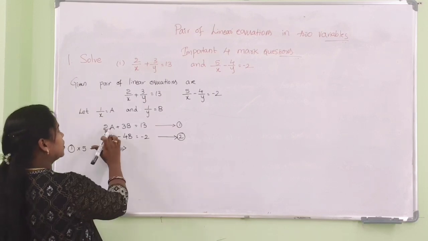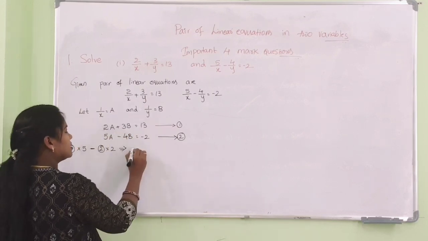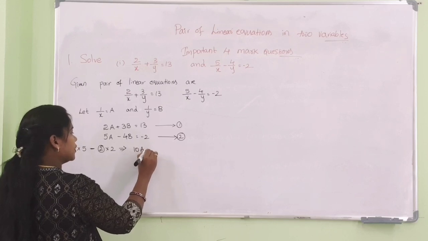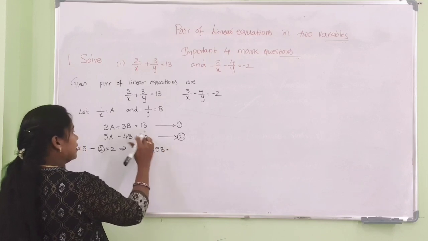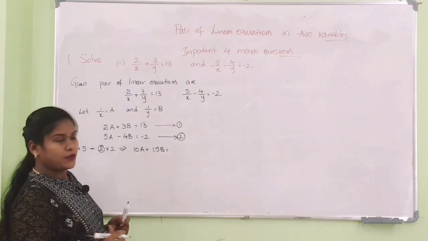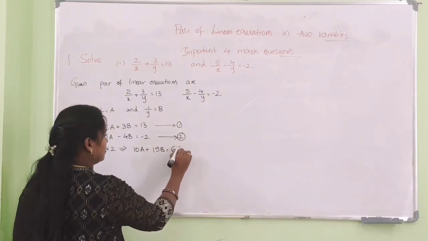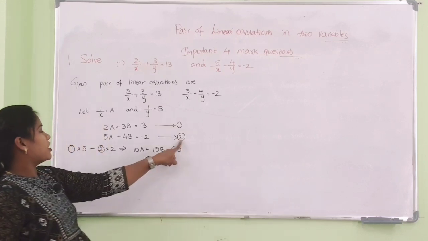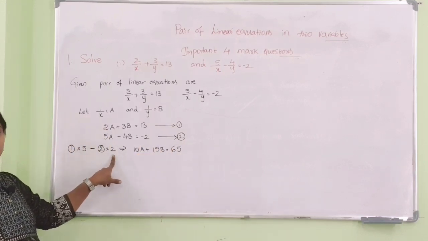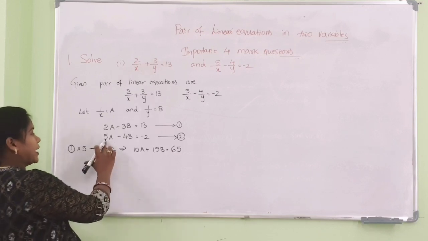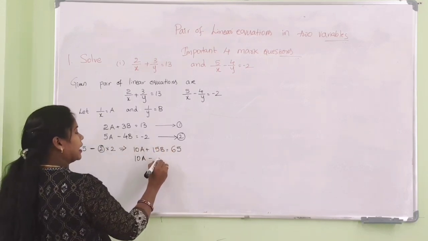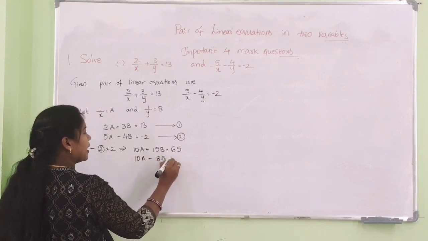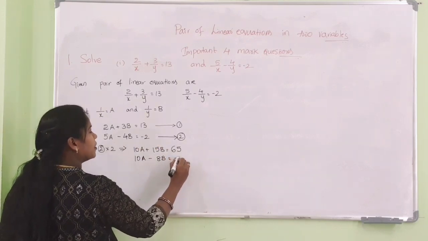We get 2 into 5 is 10a plus 3 into 5 is 15b, equal to 13 into 5 is 65. And the second equation should be multiplied with 2. So 5 2's are 10a minus 4 2's are 8, so you get 8b, equal to minus 2 into 2 is minus 4.